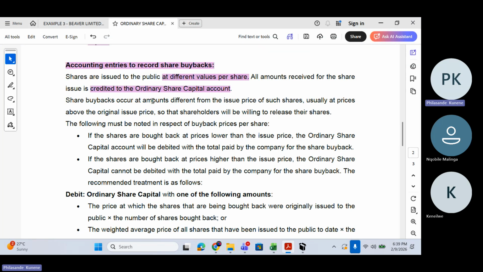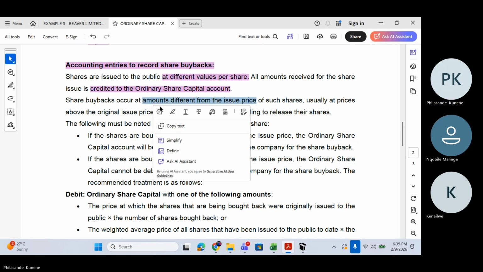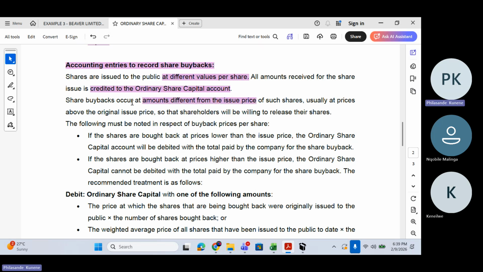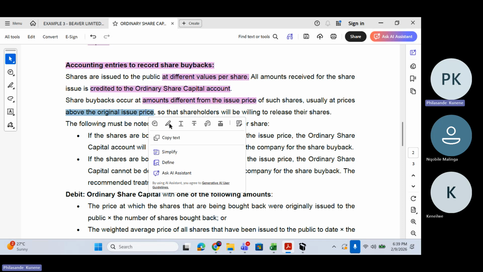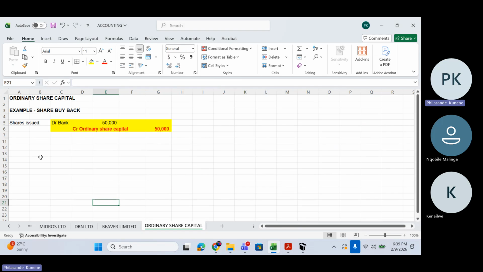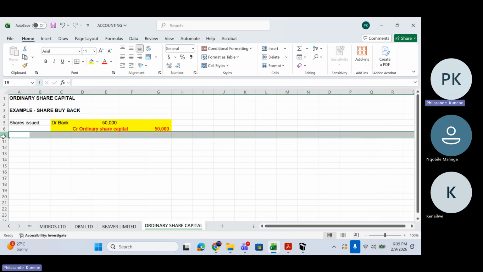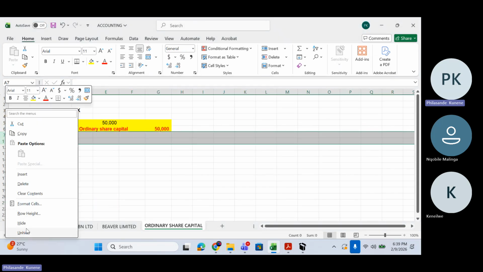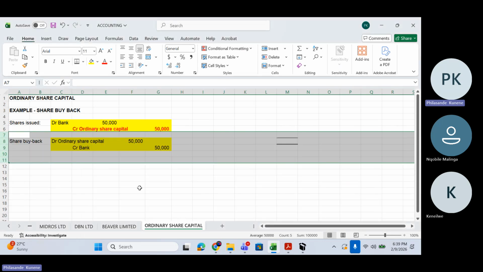Share buybacks occur at amounts different from the issue price. You see? Share buybacks occur at amounts different from the issue price of such shares, usually at prices above the original issue price, so that shareholders will be willing to release their shares. That is the reason why you end up finding that we need to have retained earnings, because most of the time we're buying back those shares at a higher price than what we issued them for.